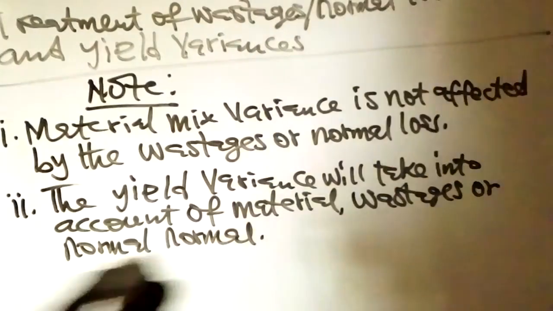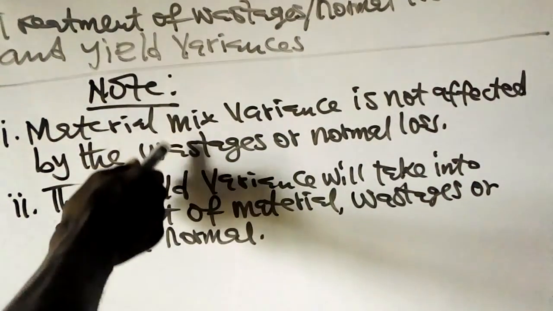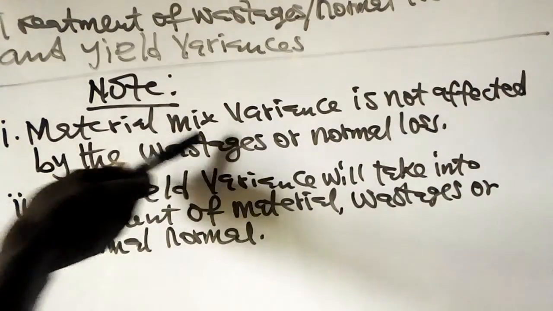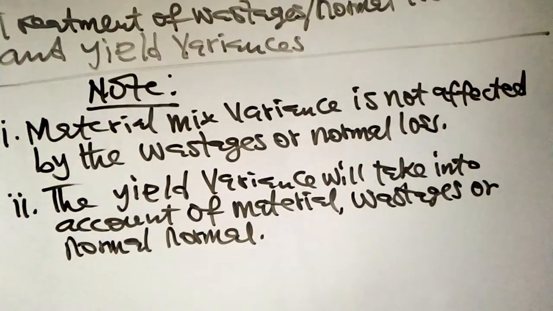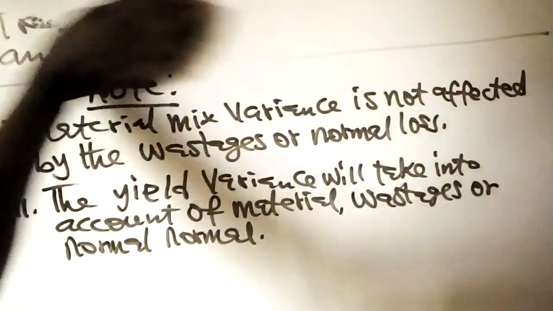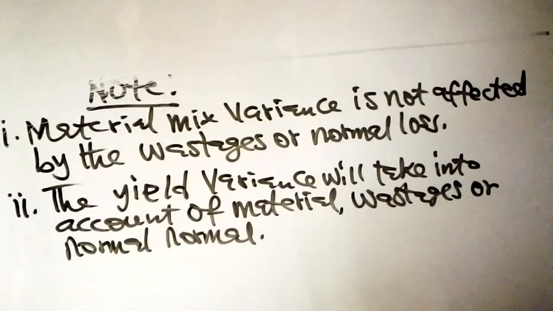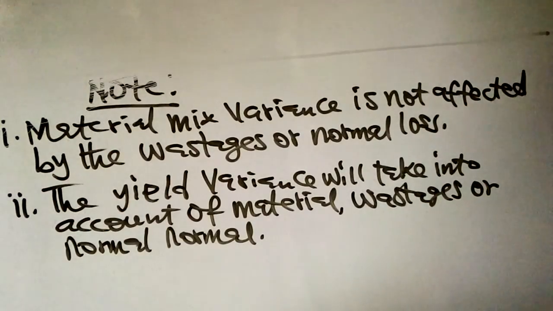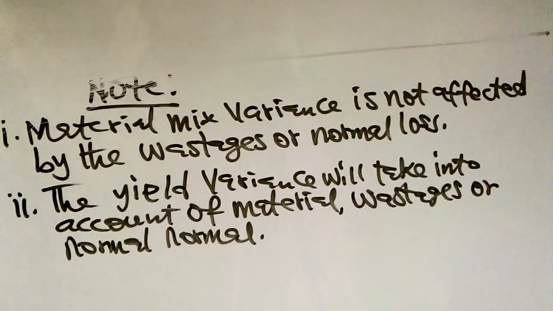I told you that in the calculation of the material mix variance, the calculation will not be affected by the material wastages or normal loss. So you don't need anything about material wastages or normal loss in the computation of material mix variance. But when you are computing the material yield variance, you will need to take into consideration the material wastages and normal loss. Please take note of that.